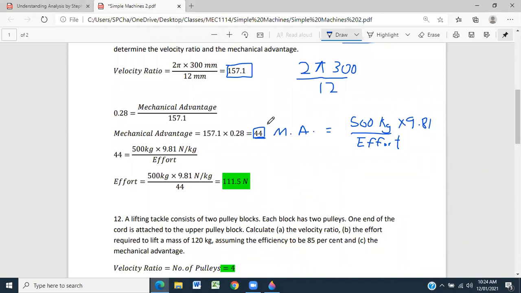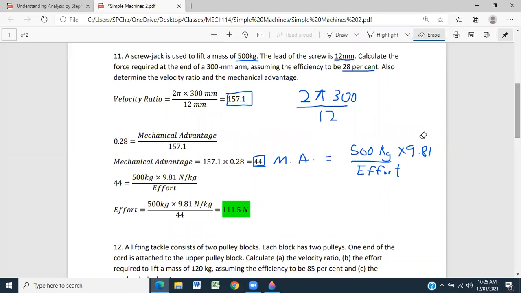Now, mechanical advantage, which we found is 44, is equal to that same 500 kgs times 9.81 divided by our effort. Solving this equation for the effort, we do a little algebra, however you want to do it, and we find the effort equals 500 kgs times 9.81, your gravitational constant, divided by 44, your mechanical advantage. Plugging all that into a calculator, we get 111.5 newtons as our effort.